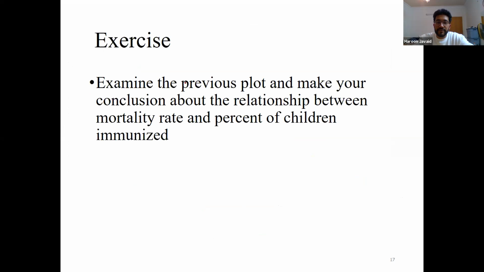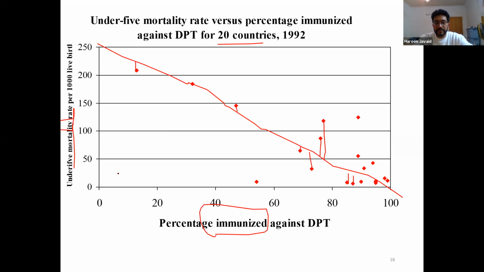Okay, so examine the previous plot and make your conclusion about the relationship between mortality rate and the percentage of children immunized. Okay, so basically, if you have a line which shows that the y-axis or the dependent variable decreases as the independent variable is increasing, what is this? Positive or negative correlation? Yeah, negative, because one variable is increasing, the other one is decreasing.